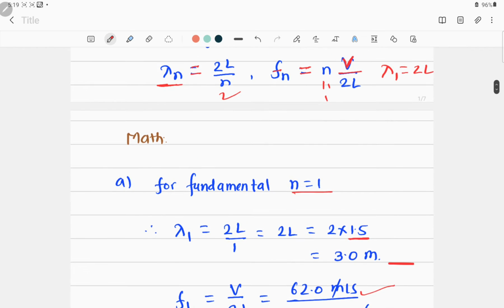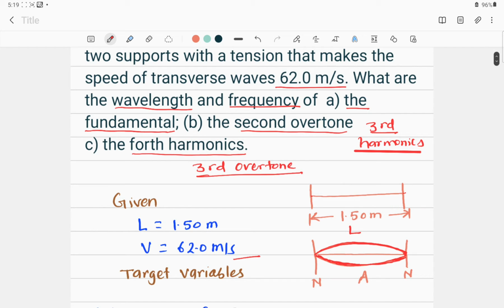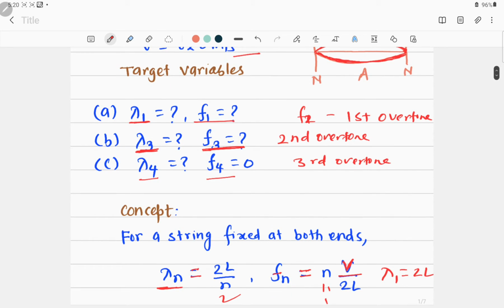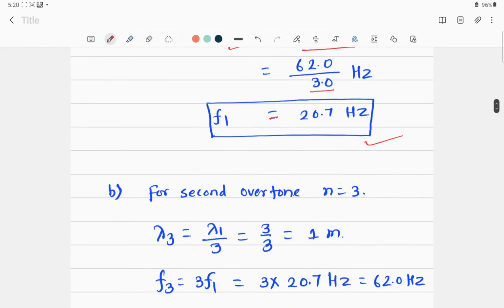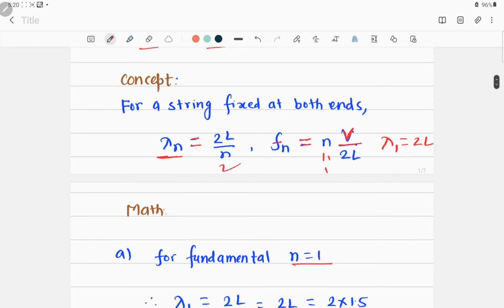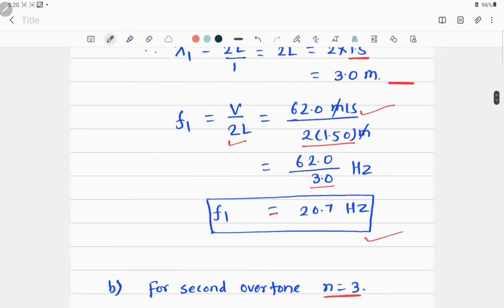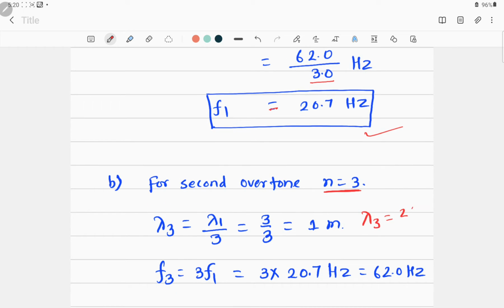Okay, and in the second part, we have to find the same thing, the wavelength and the frequency for the second overtone. For the second overtone, n is equal to 3. Putting 3 in the above equation, you will get lambda 3 equal to lambda 1 by 3. How can you get it? Lambda 3 is equal to 2L divided by 3, but 2L is actually lambda 1. So we get lambda 1 divided by 3. Inserting the value for lambda 1, we will get 1 meter. So the wavelength for the second overtone is just 1 meter.